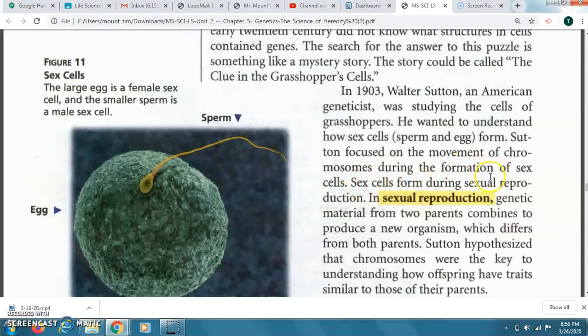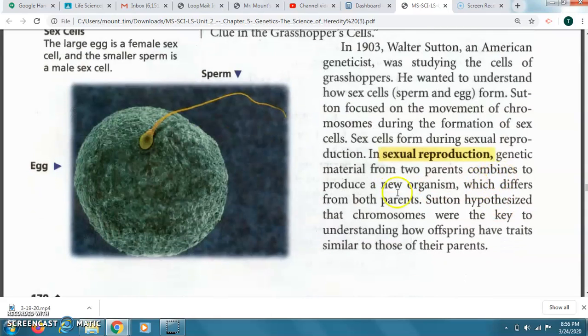Sex cells form during sexual reproduction. In sexual reproduction, genetic material from two parents combine to produce a new organism, which differs from both parents. Sutton hypothesized that chromosomes were the key to understanding how offspring have traits similar to those of their parents.